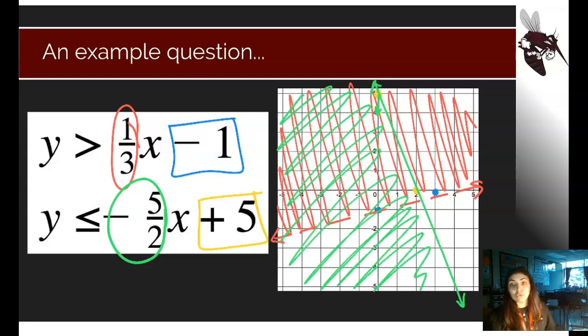Now this graph looks crazy, but if you notice, there's one region where both of the colors exist. This is called the solution set. Any coordinate in this area, not on the dashed line, is a solution to this system.